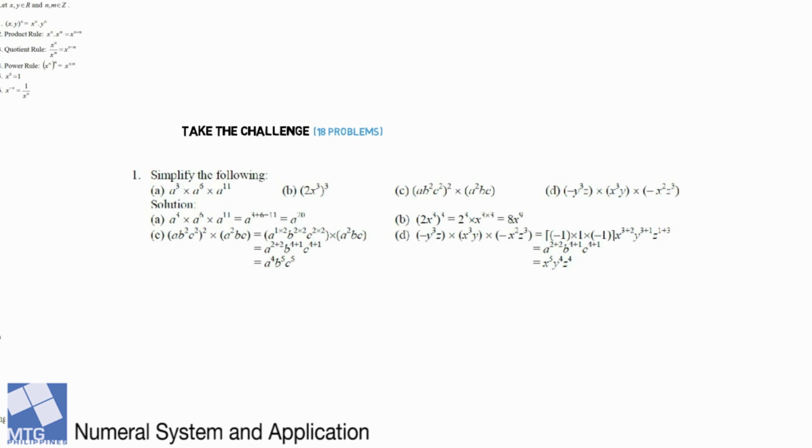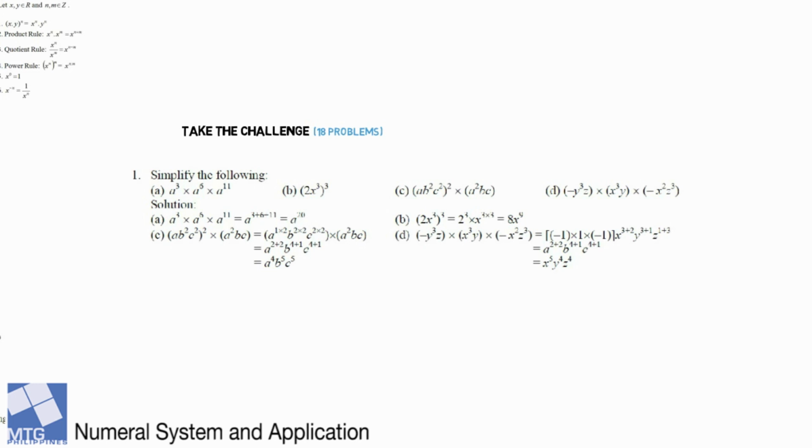For part C, again, application of the power rule and also application of the product rule, we will have the square of ab squared c squared times a squared bc. This will be equal to a raised to 2 plus 2 times b raised to 4 plus 1 times c raised to 4 plus 1. If we simplify this expression, we will have a raised to 4 times b raised to 5 times c raised to 5.